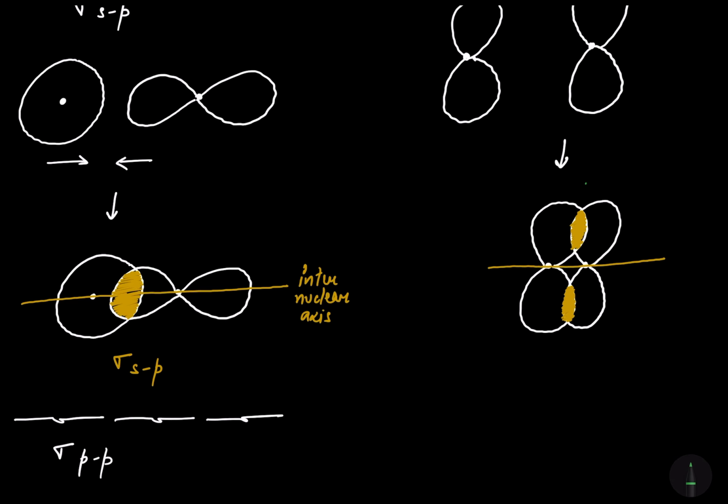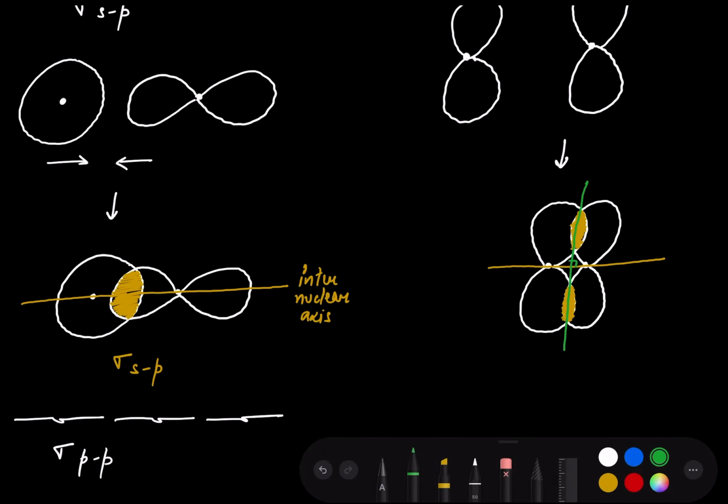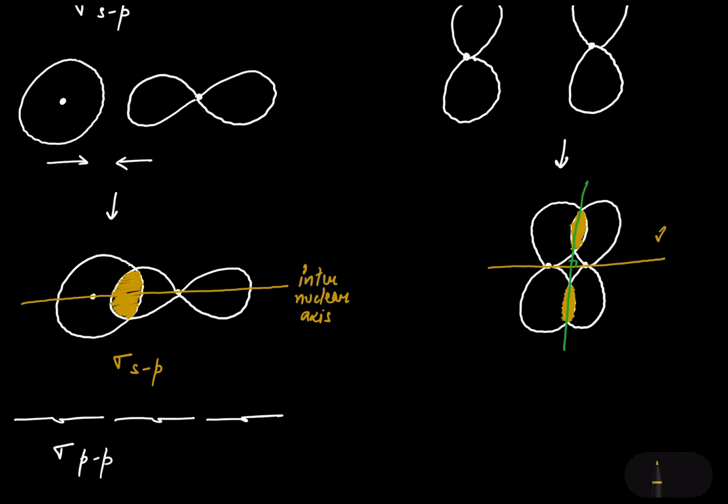Now let me draw it again. The overlapped region is perpendicular to the internuclear axis. You can observe it very easily. Now, this is a sidewise overlap of two p orbitals in which the overlapped region is perpendicular to the internuclear axis. So that's why it's a pi bond.